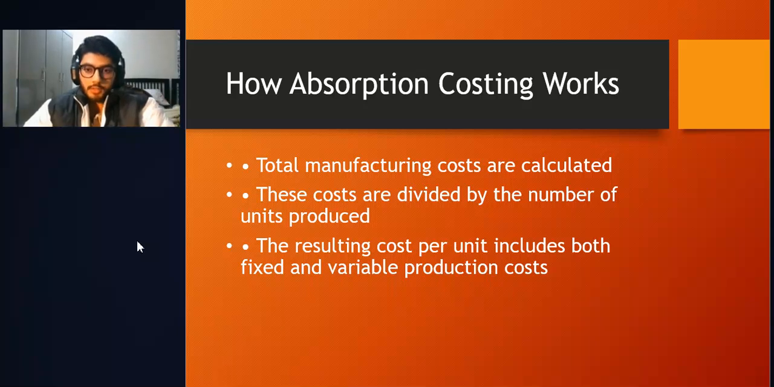So how absorption costing actually works: the total manufacturing costs are calculated. These costs are then divided by the number of units produced. The resulting cost per unit includes both fixed and variable production costs.